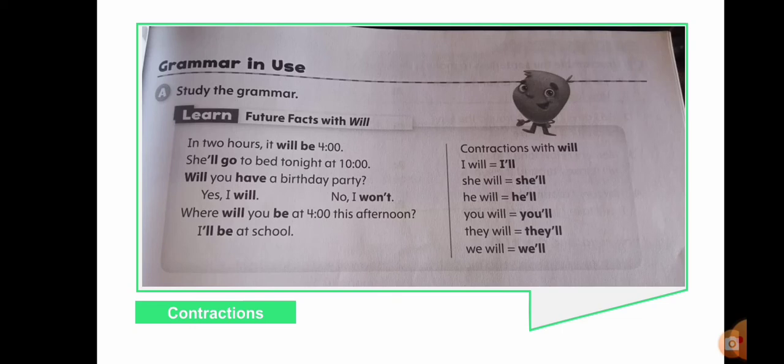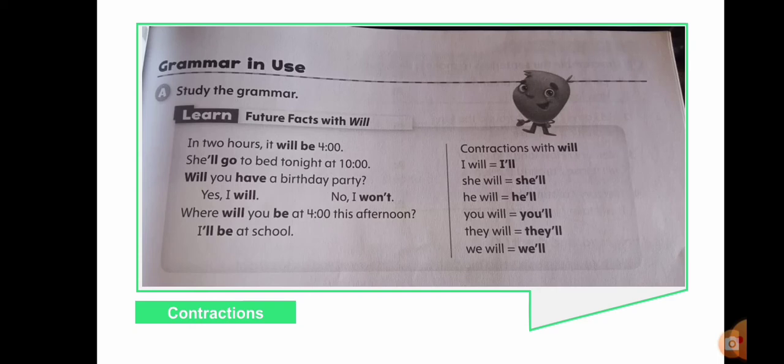What about if you are making a question? In that case, you will write will at the beginning of the statement. Will you have a birthday party? Yes, I will. No, I won't. Won't is again the contraction of will not.